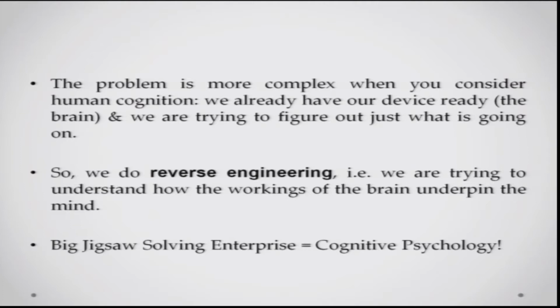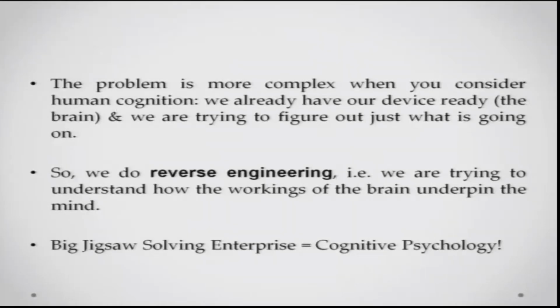Now, the problem with the human behavior or human mind is slightly more complex. When you consider human cognition, we already have a device ready, we already have our brains. So we do not really know what the different components are and how they are attached, and those kinds of structural connections are not known to the best possible level. What we are trying to figure out as cognitive psychologists is what is going on in the different areas of the brain, and how activity in those areas is leading to particular kinds of behavior.